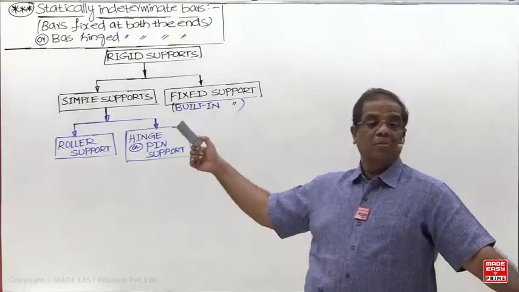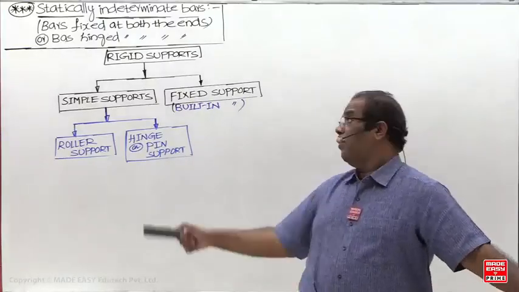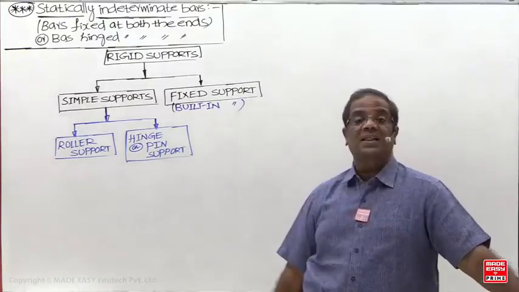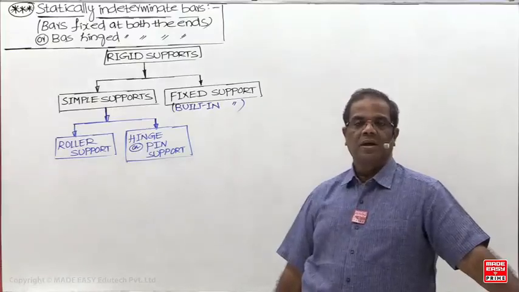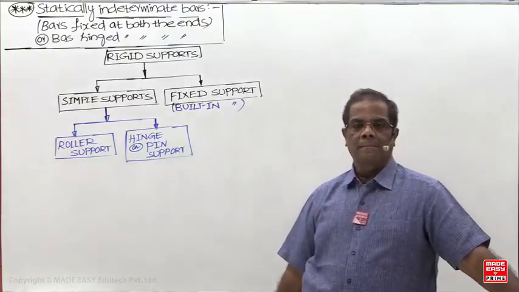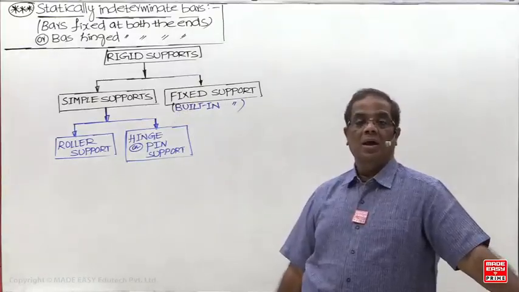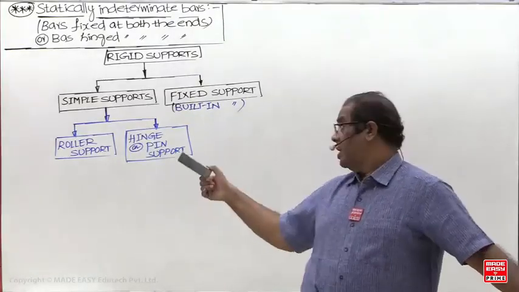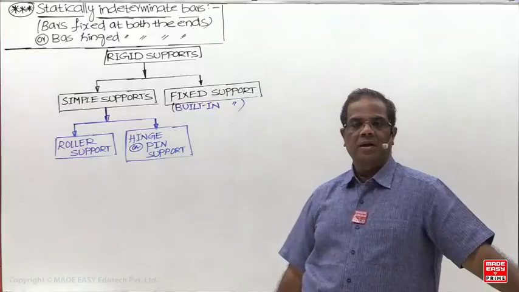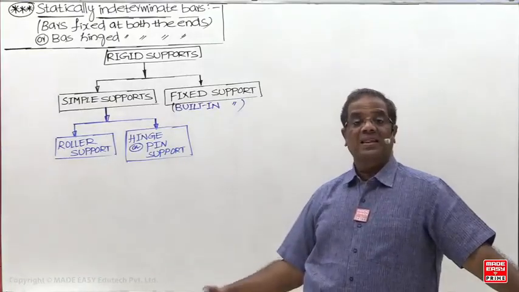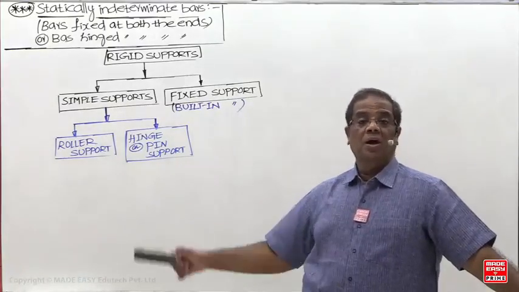If all these three motions are restricted, it is a fixed support. If only rotation is permitted, it is a hinge support. When axial motion is permitted, it means a roller support.